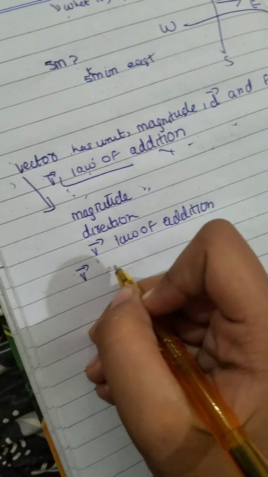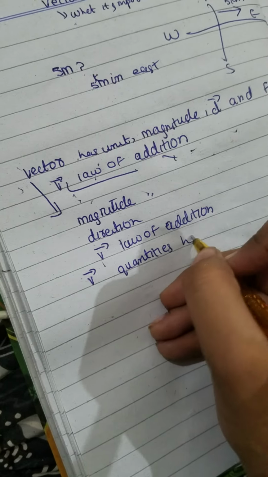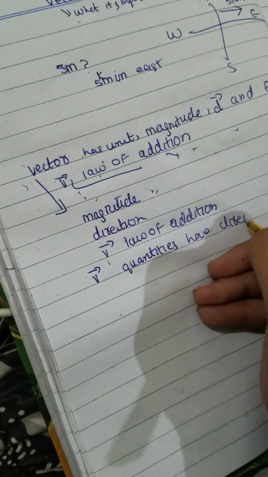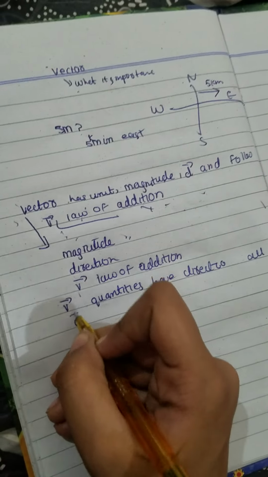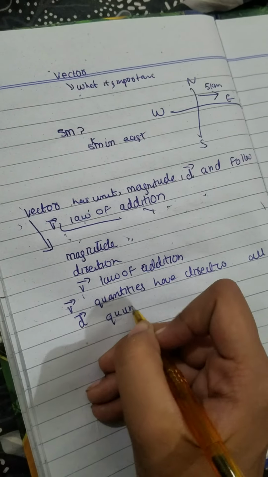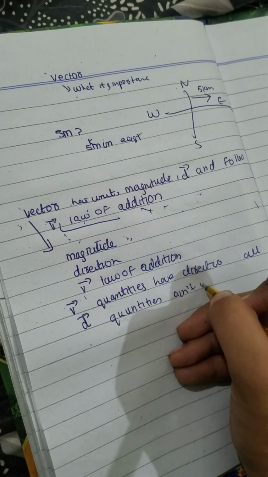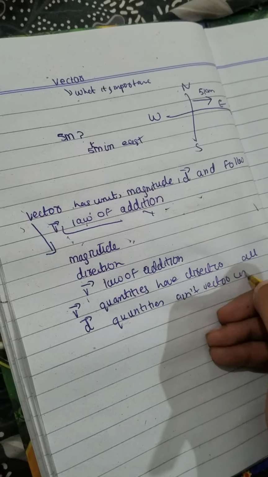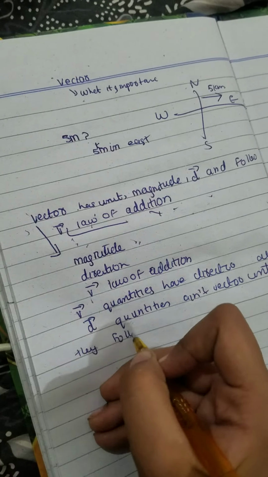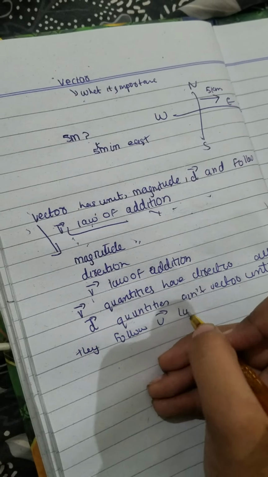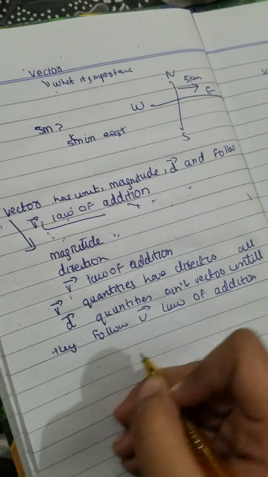We know that vector quantities have direction, but remember that not all directional quantities are vectors. They are vectors only if they follow the vector law of addition. For example, current, we know that it has direction.